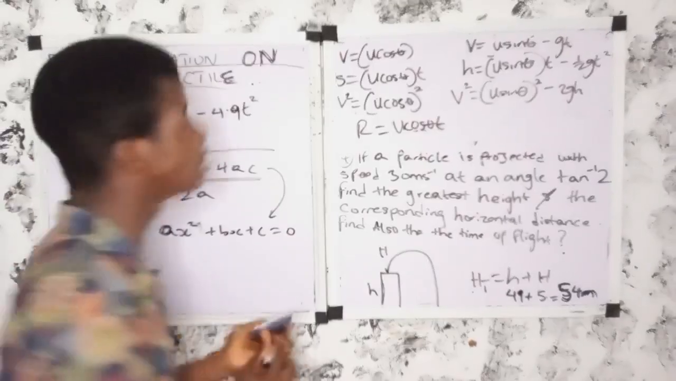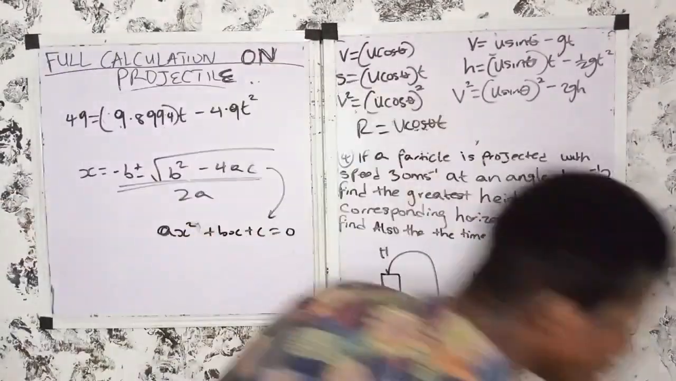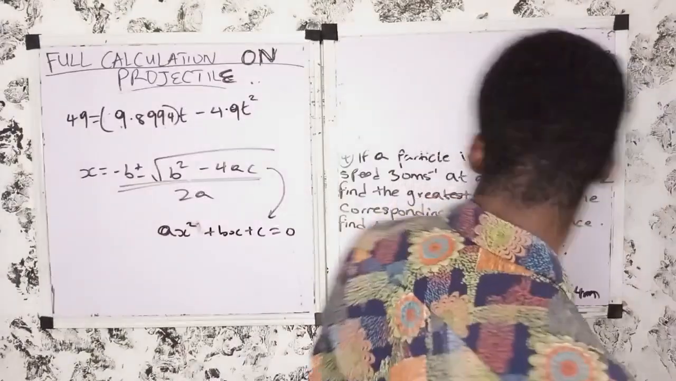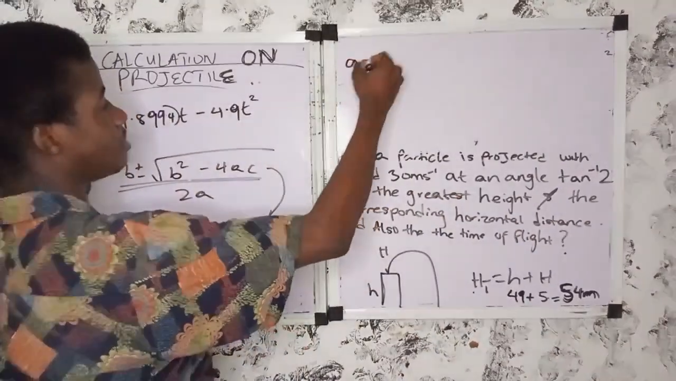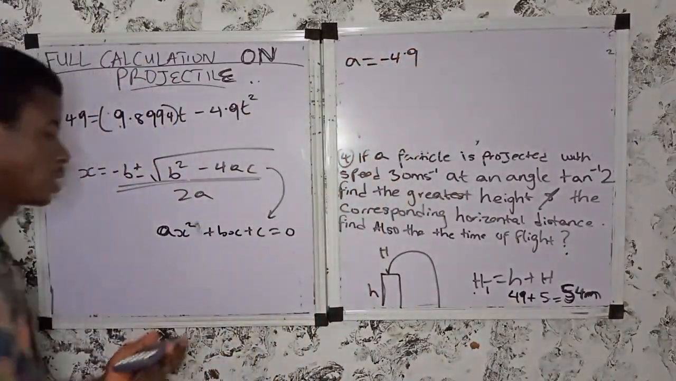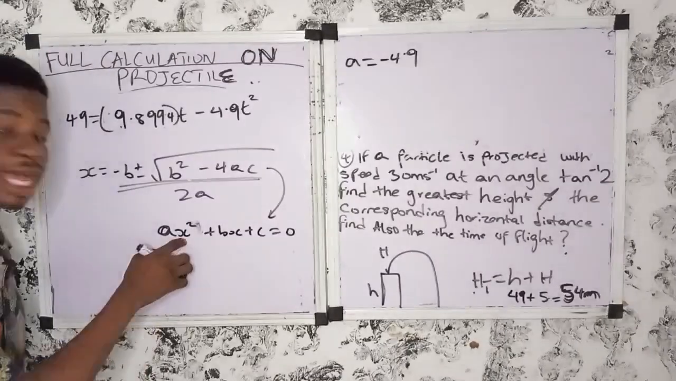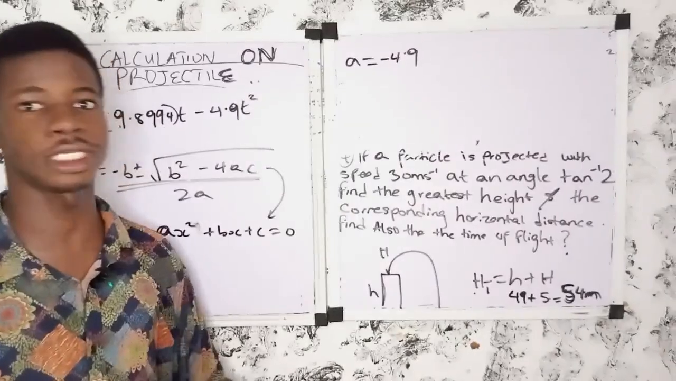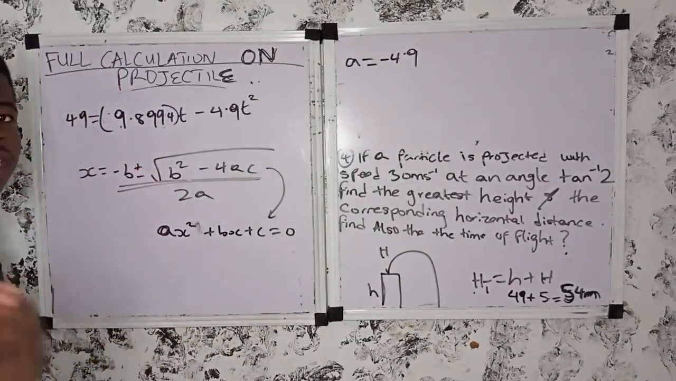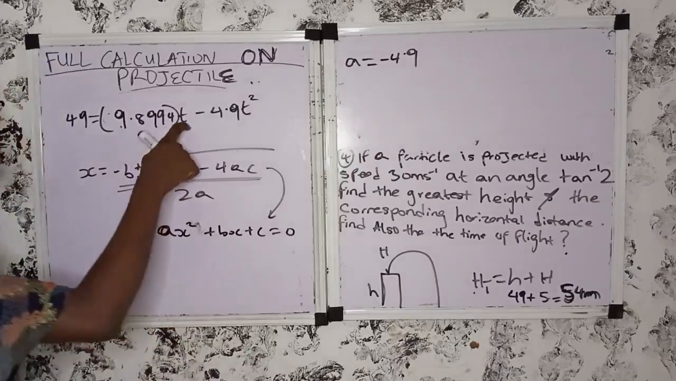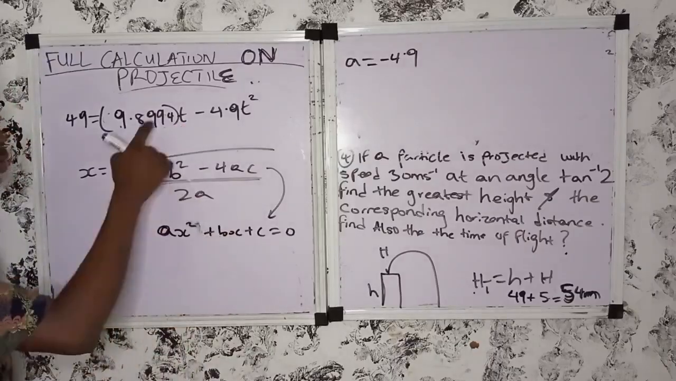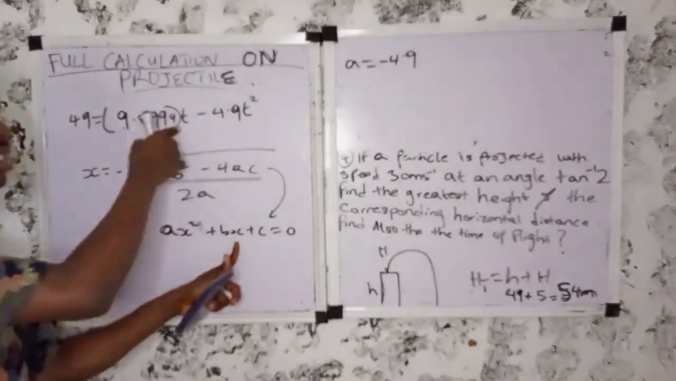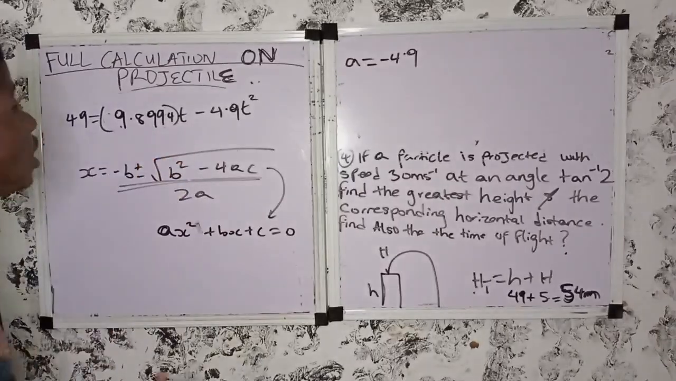So our a is minus 4.9, right? a always carries the variable that is squared. Don't worry about b. b only carries a variable that does not take a square. Which of these carries a letter only? It is this one, t. So this one will be b, because the t does not take a square.